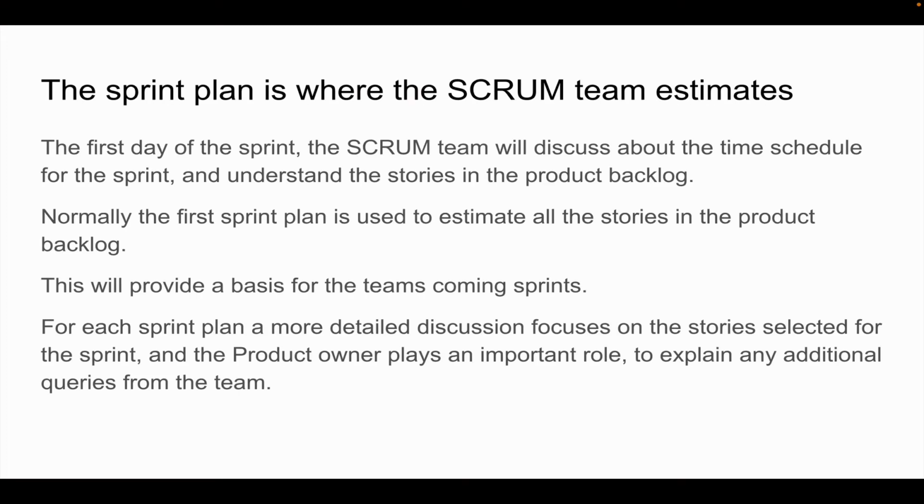Let's talk about the sprint planning. The sprint plan is where the Scrum team estimates the stories that are in the product backlog, but they also estimate the stories for the particular sprint. So the first day of the sprint, the Scrum team will discuss the time schedule for the sprint. So that means their availability and understanding the stories that are in the product backlog.